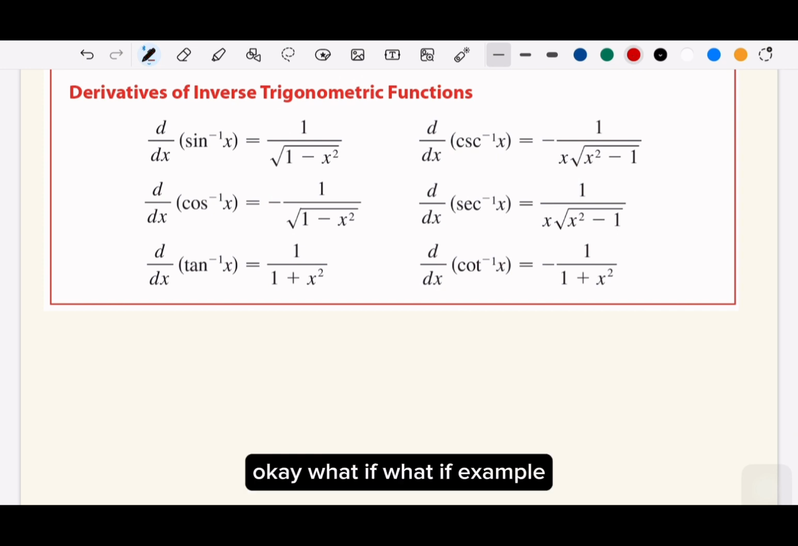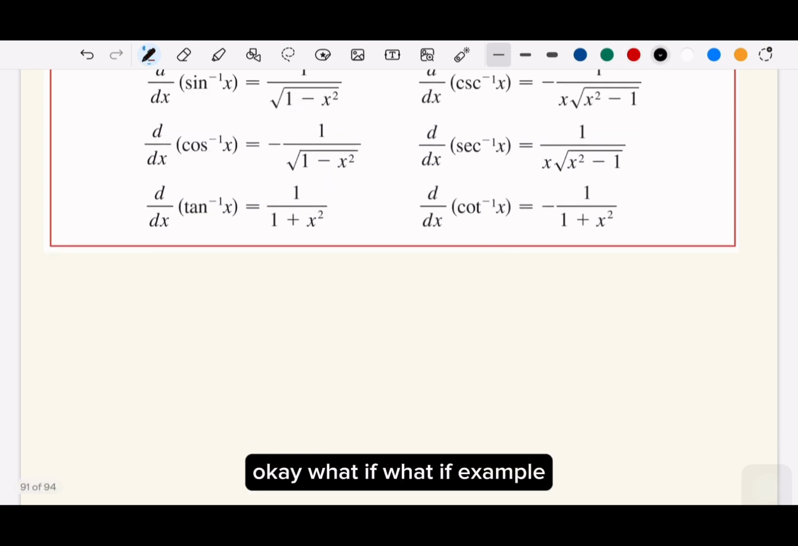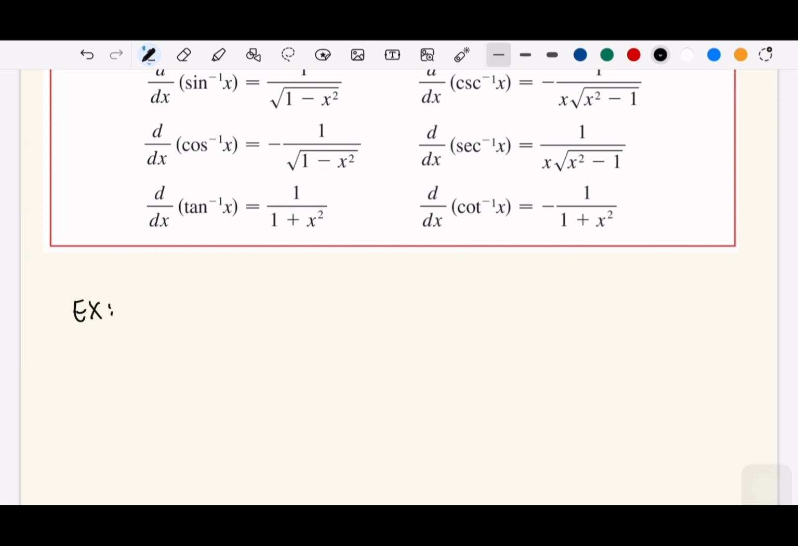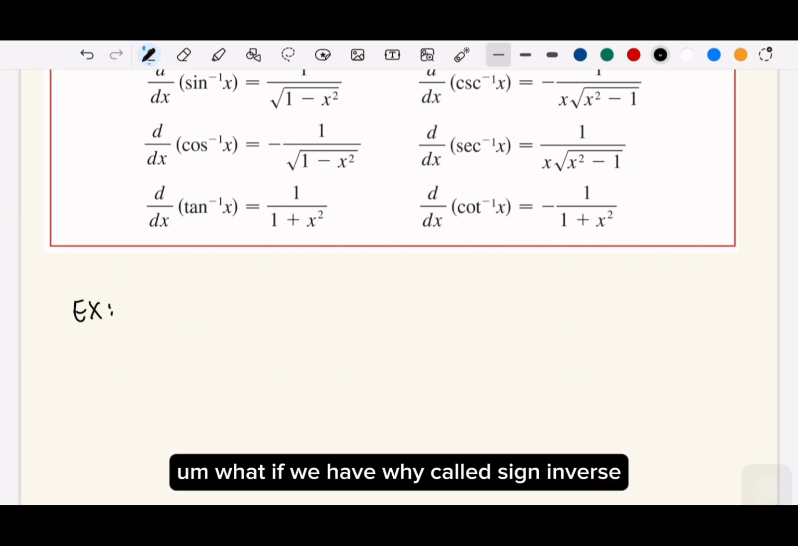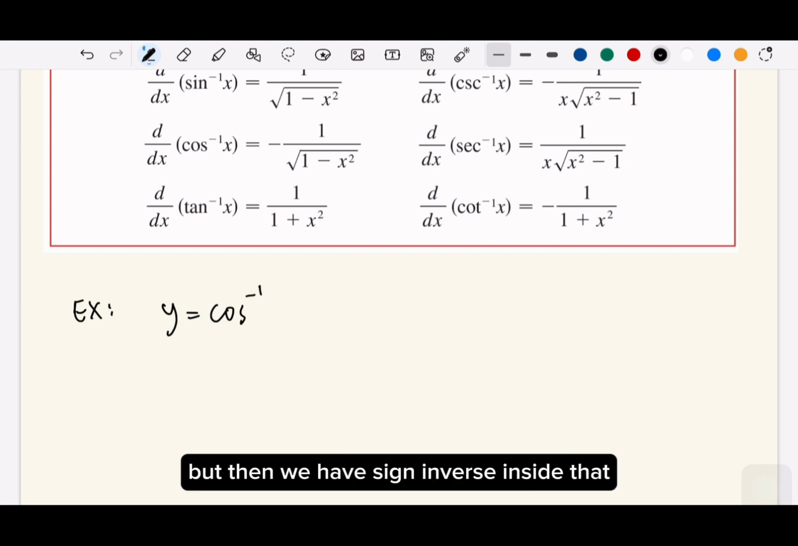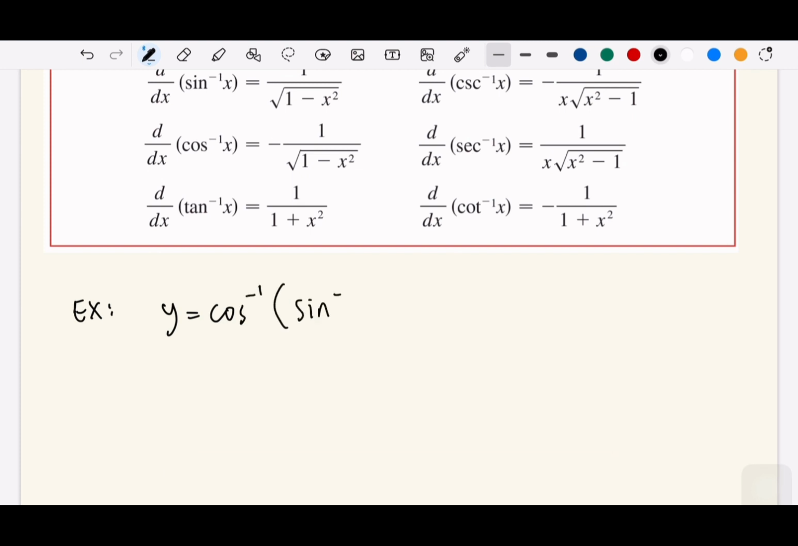Okay, what if, for example, we have y equals cosine inverse, but then we have sine inverse inside that?